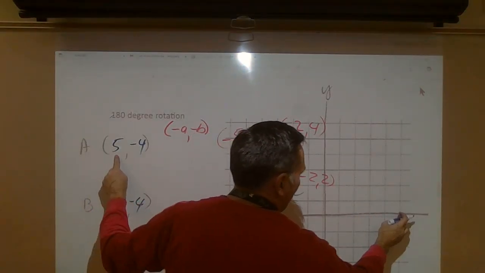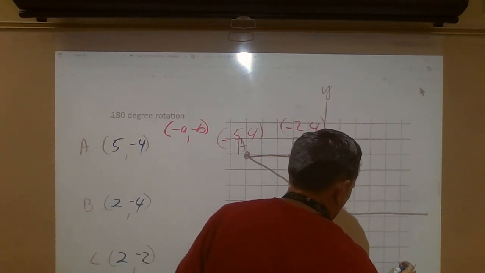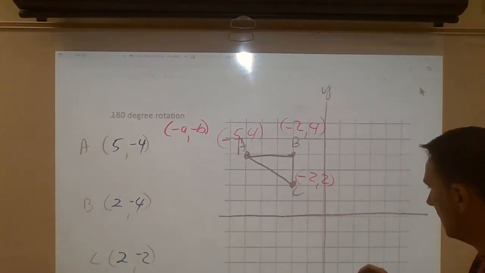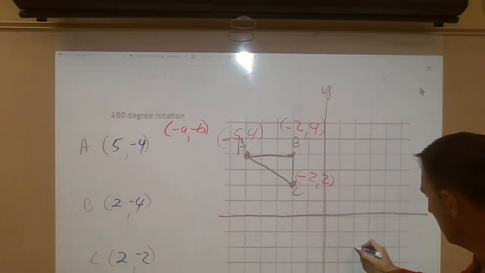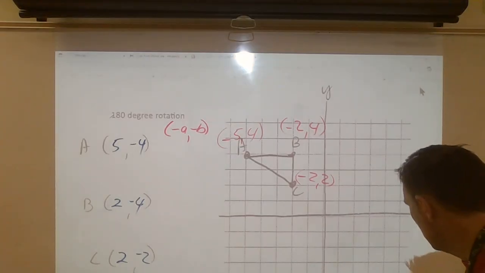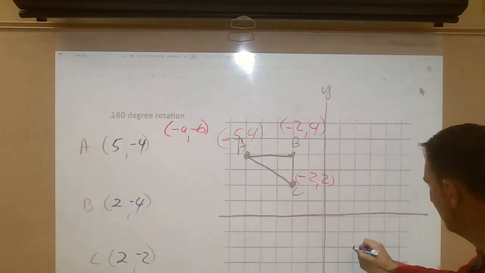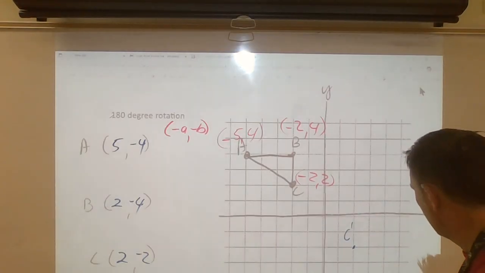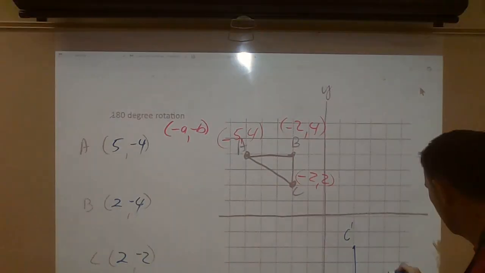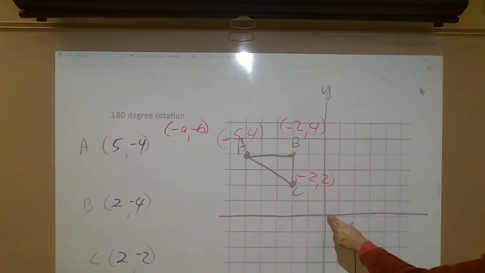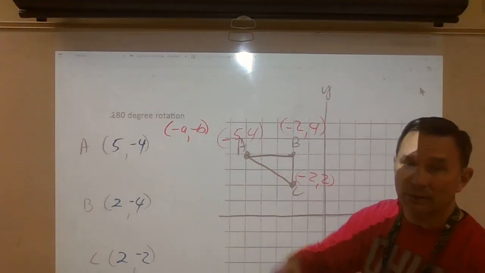1, 2, 3, 4, 5. 1, 2, 3, 4. Here's A prime. B prime, 2, negative 4. Here's B. And C is 2, negative 2. You can see that, again, C is still kind of in the middle towards the origin as we wrap our way around. Still following this rule here.